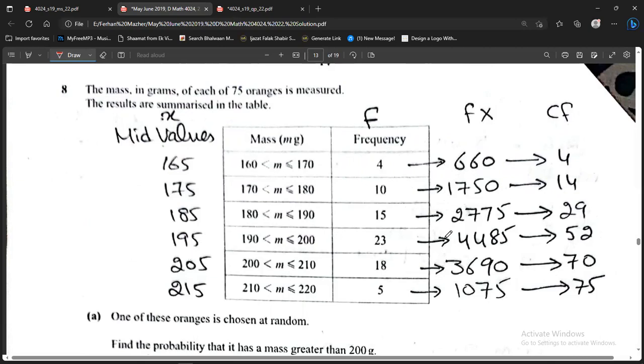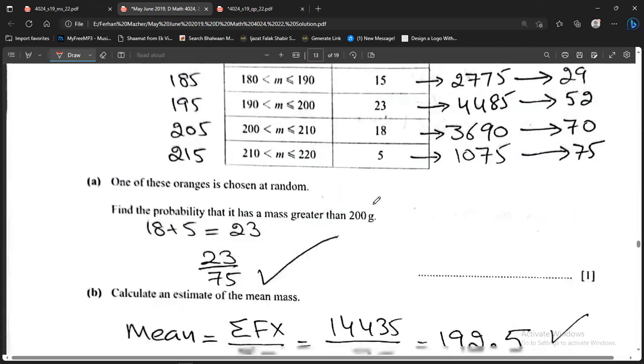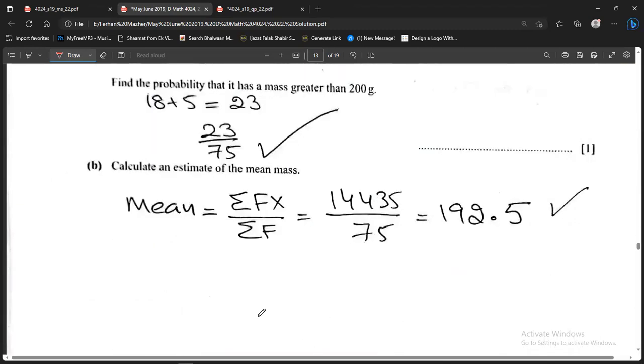195 multiplied by 23, that is 4485. 205 multiplied by 18, that is 3690. And 215 multiplied by 5, that is 1075. So you add them up: 660 plus 1750 plus 2775 plus 4485 plus 3690 plus 1075 equals 14,435, which is the summation fx.